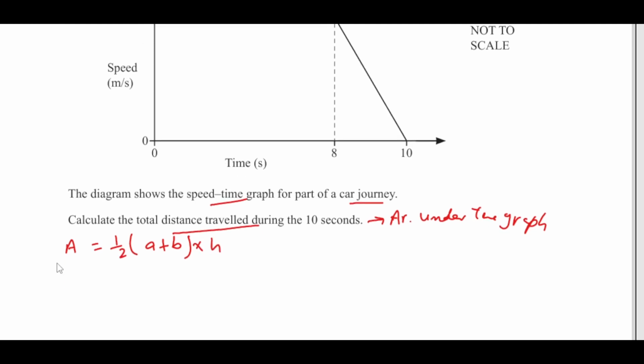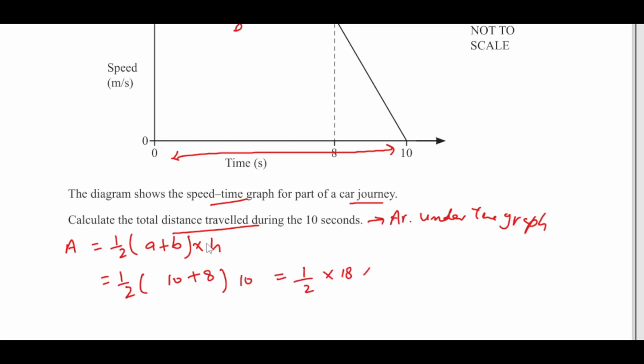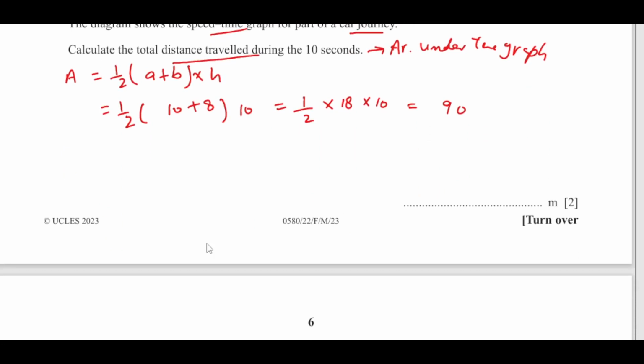Okay, so it is half. A is from here to here, which is 10, and this one is 8. The total we are taking from here to here is 10. So this is 10 plus 8 times the height, which we have as 10. So this is 1 over 2 times 18 times 10, which is equal to 90, right. So we write down the answer: 90 meters. Distance is the area under the graph, that is fine.